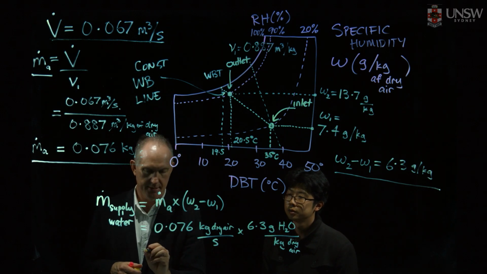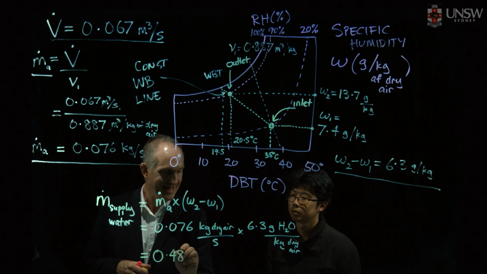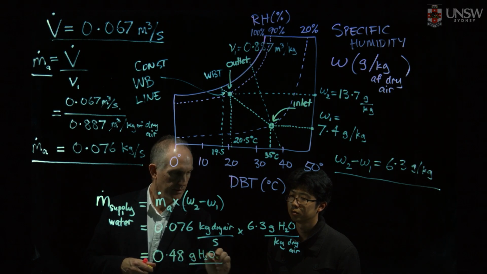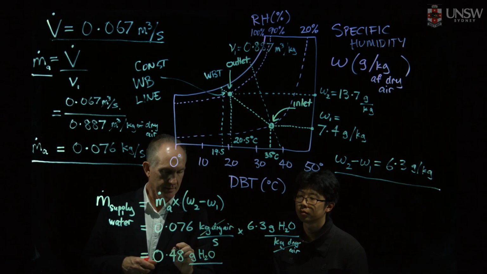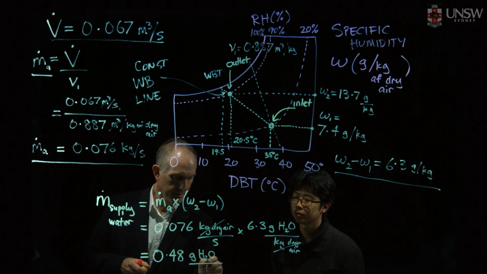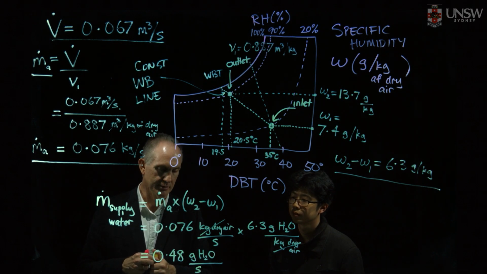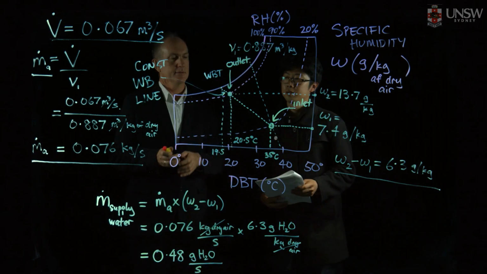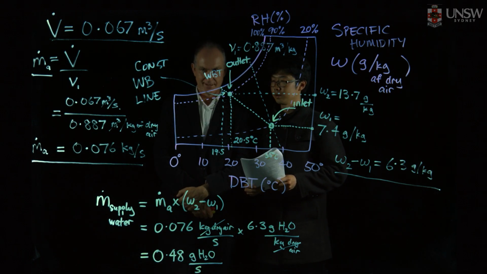So let's work that out. That works out to be 0.48 grams, to be explicit, grams of water, kilograms of dry air cancels. We have 0.48 grams of water per second is the mass flow rate required to keep the evaporative cooler working. Well, there we have it. I think that's the end.